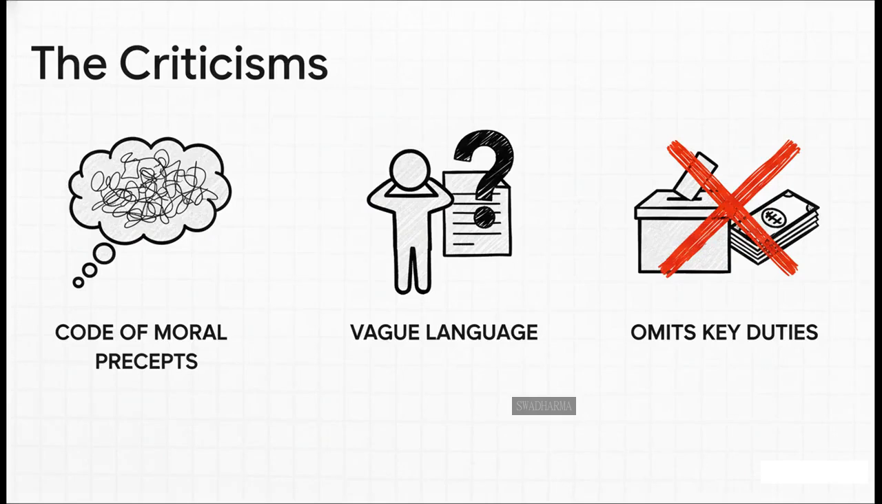But, okay, let's be real, it's not a perfect system, right? And it has its fair share of criticism. Some people argue that because you can't take anyone to court over them, they're nothing more than a code of moral precepts, just a nice-to-have list. Then there's the language itself. It's a bit vague, isn't it? What does noble ideals or scientific temper really mean in everyday life? And maybe the biggest complaint of all, how come super important duties like, say, voting or paying your taxes, how come they're not on the list at all?